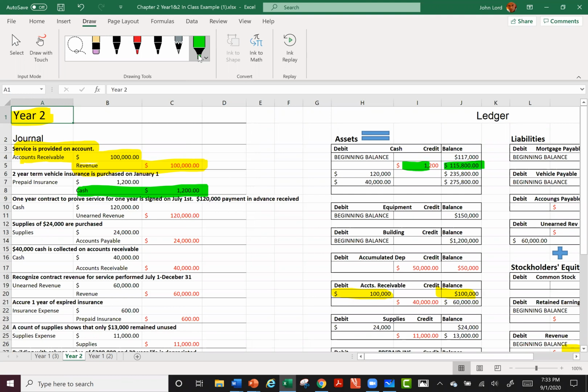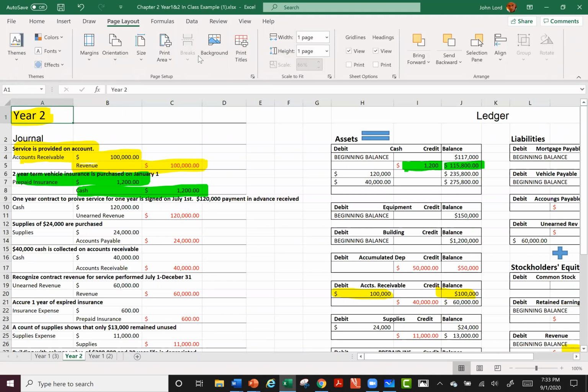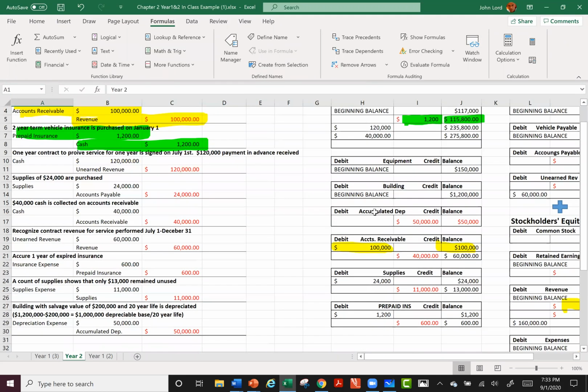So my cash started out the year with 117. It comes down a little bit. And now I'm going to debit the asset, prepaid insurance. Prepaid is telling you it's an asset because it's saying, hey, you prepaid something. You've got future economic benefit here. You've got 2 years of insurance coverage, all of year 2 and all of year 3. This thing will finally expire at the end of year 3.